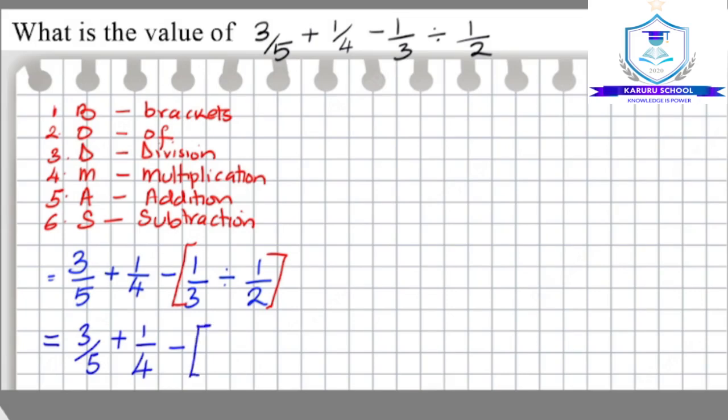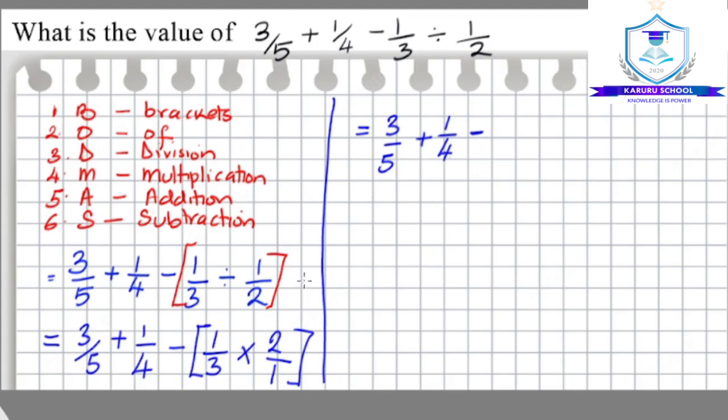bracket. So in the brackets we will have a third divided by a half, which is the same as a third multiplied by the reciprocal of a half, which in this case will be 2 over 1. So upon simplification we will have 3 over 5 plus 1 over 4 minus, so inside the bracket we will have 1 multiplied by 2 gives us 2 as the numerator, and then 3 multiplied by 1 will be 3, which will be our new denominator.